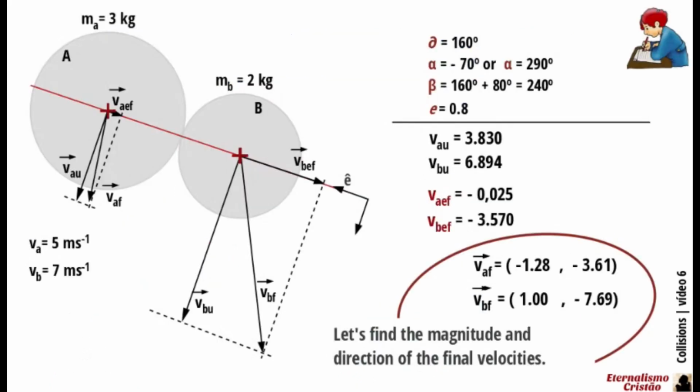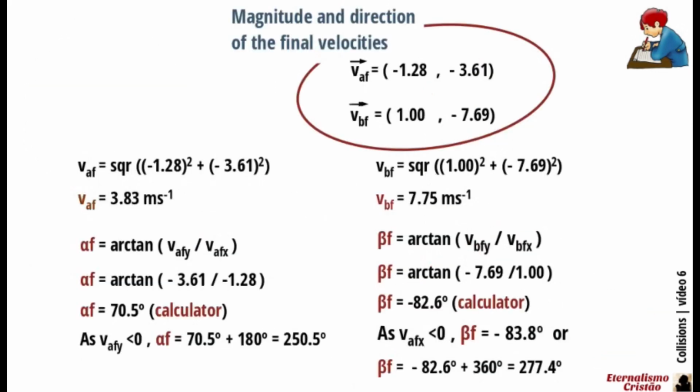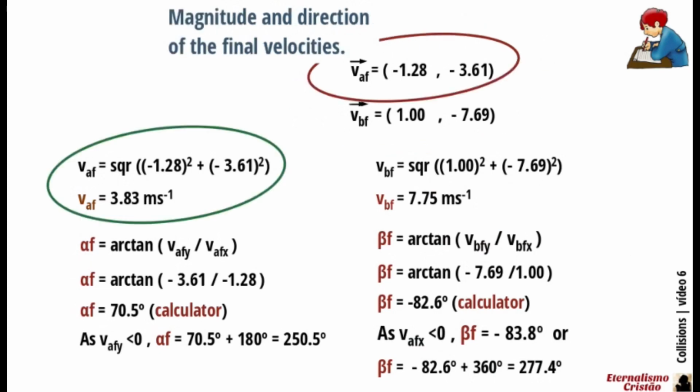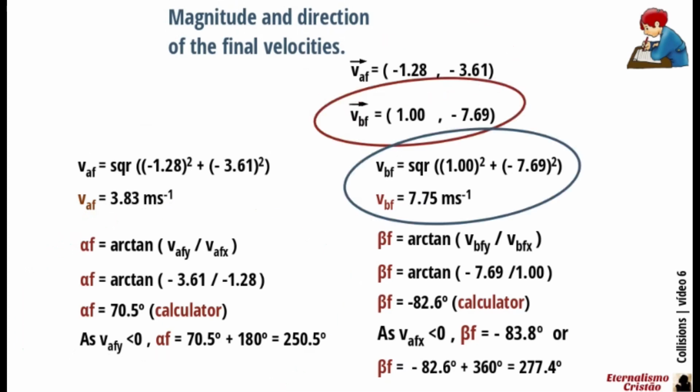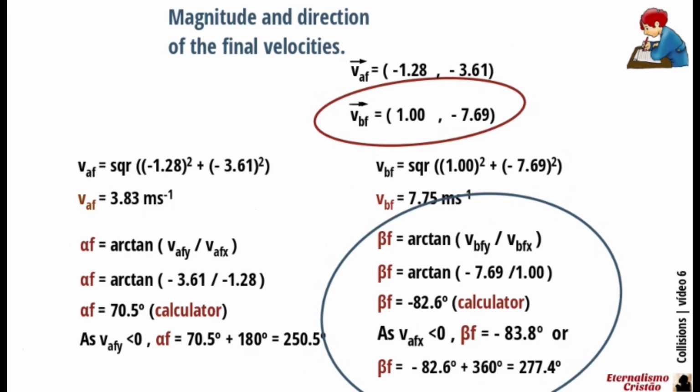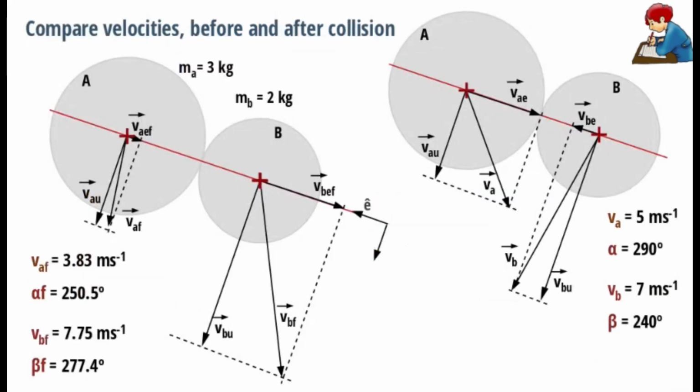The components of the final velocities of bodies A and B give us all the information we need about them. Let's find their magnitude and direction. Note the need of using the sign of the y component of velocities to choose the right angle they define with the x-axis. Now, we can draw the vectors.